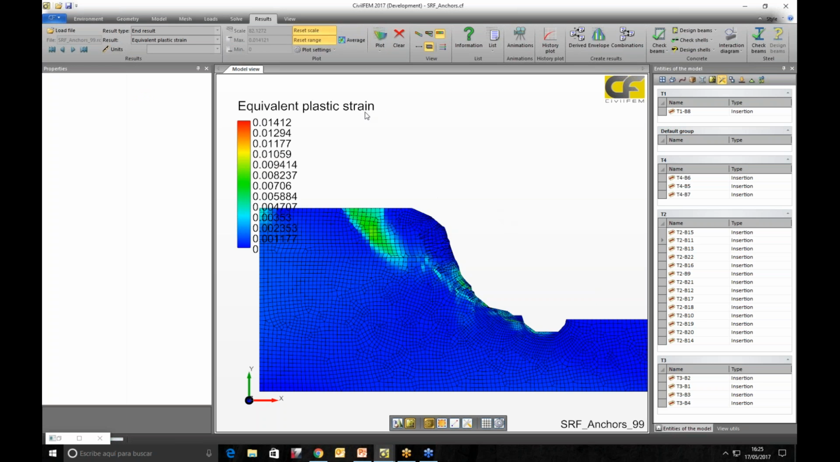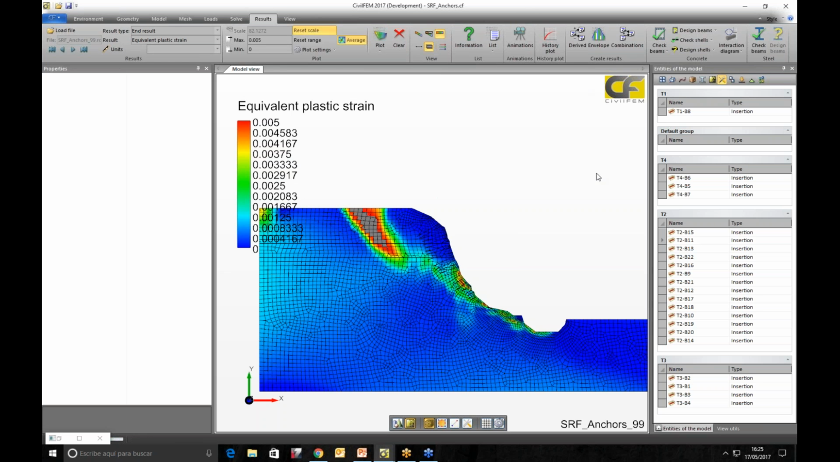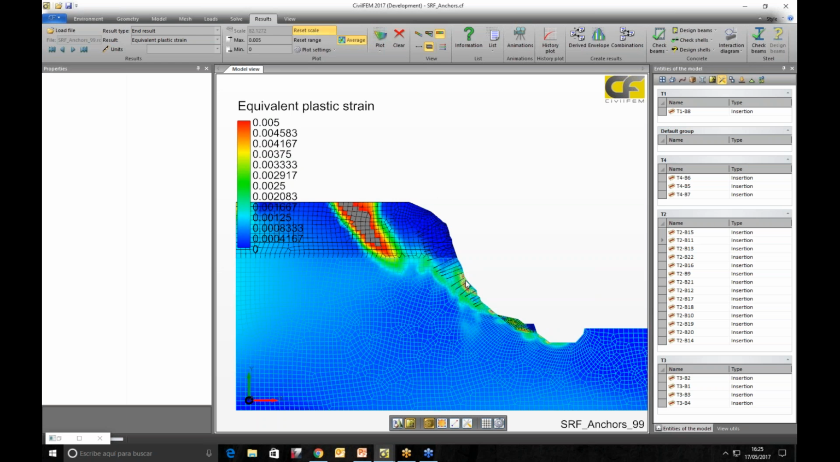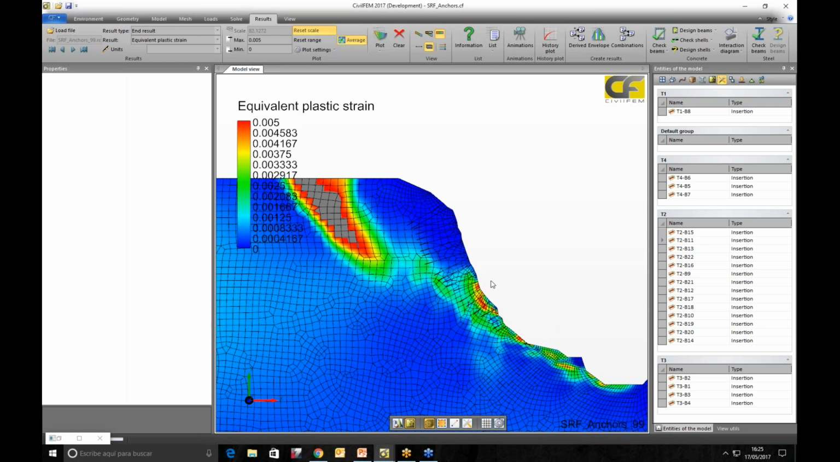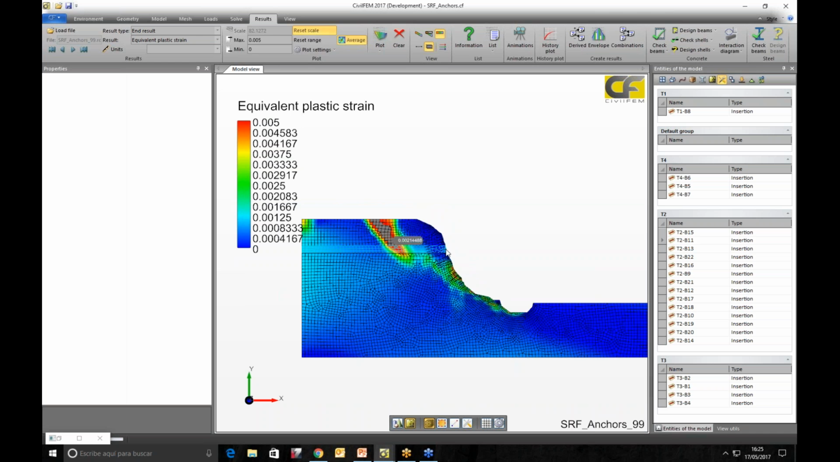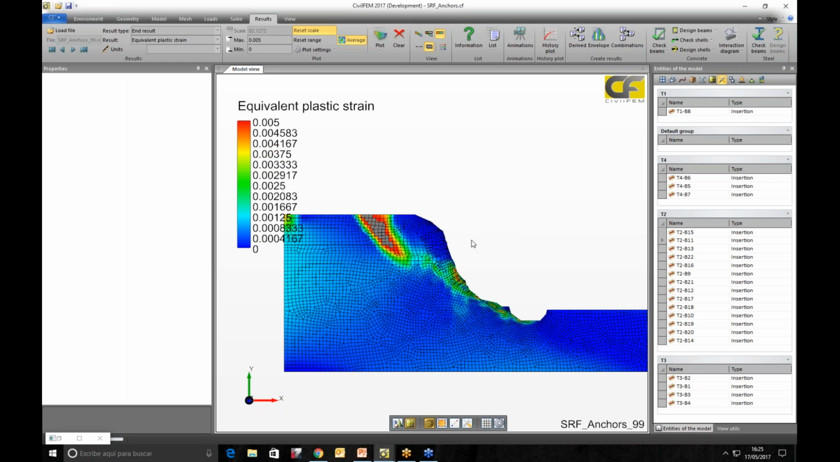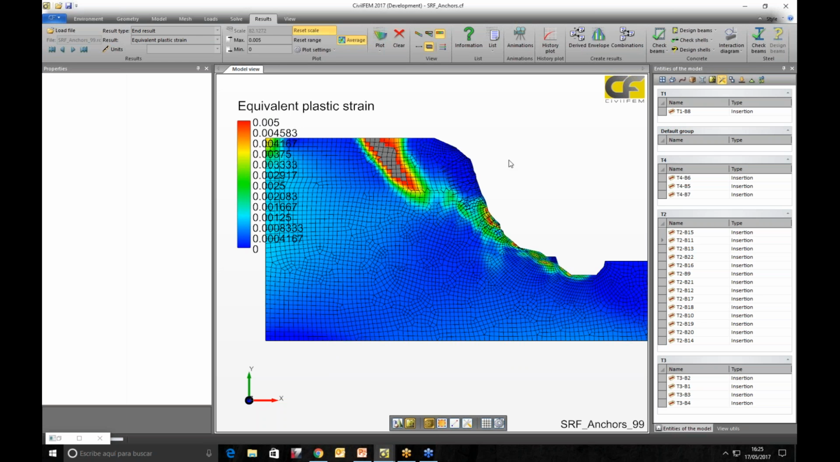here we can see, just reducing the range a little bit to see it easier, that previously the yielding zone was coming around here. Due to these anchors, we have modified it in these zones, but it is still crossing around these anchors, and we didn't solve the sliding of this zone. We modified it a little bit, but we couldn't improve much the behavior.